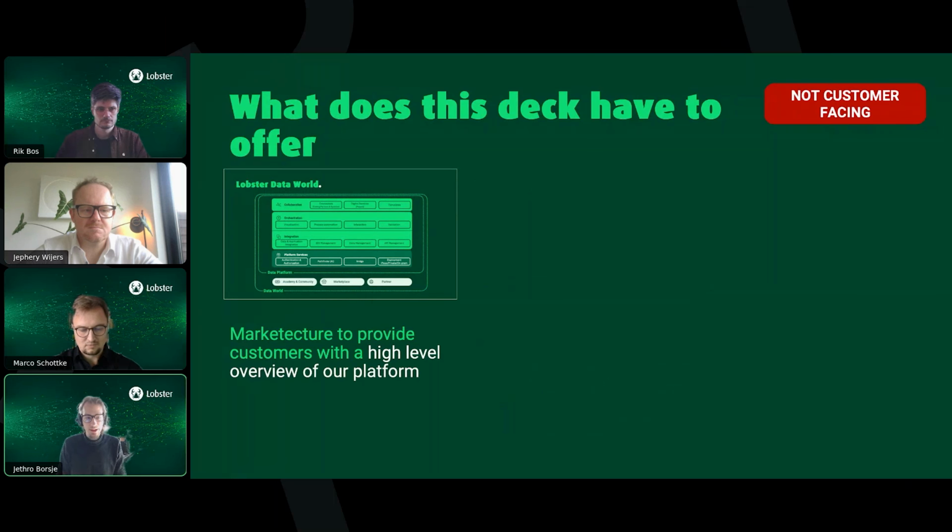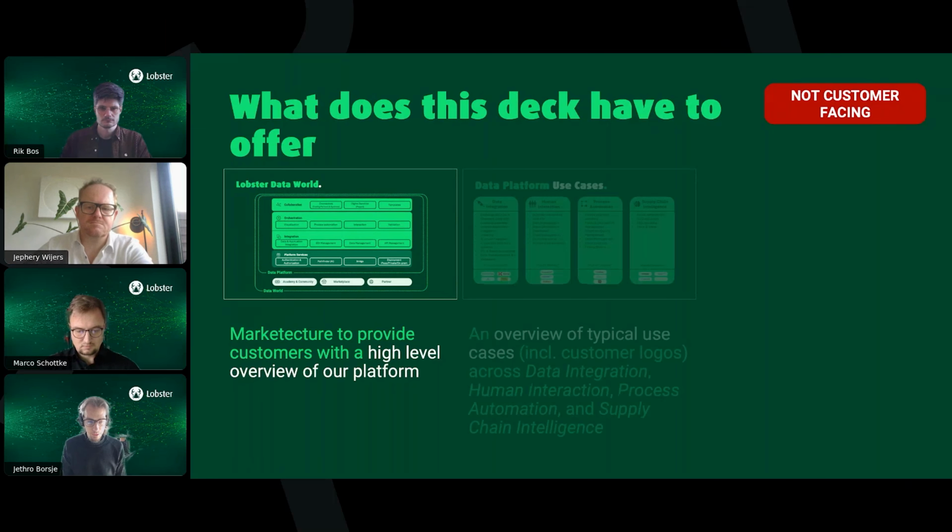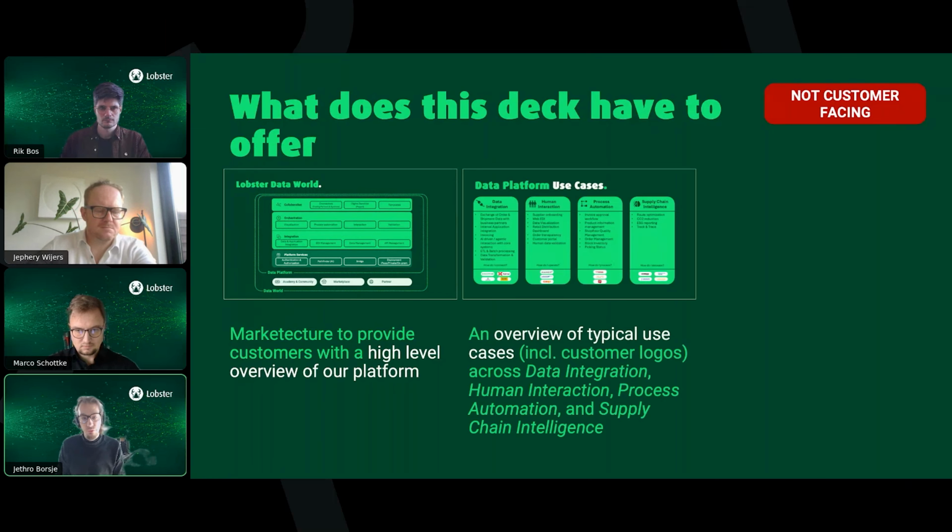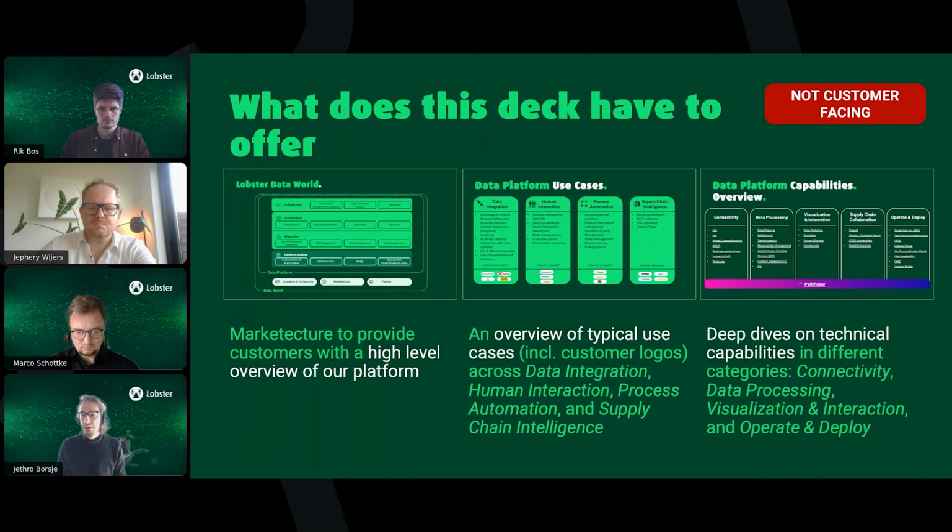Our technical enablement deck has 3 main components, and we'll share the full deck with you. It will contain architecture, so you can show to your customers or to prospects how the Lobster Data Platform is built up and what big building blocks are in there. So it's a high-level overview of our platform. Secondly, it contains an overview of use cases, like examples of what you can do with our platform. And finally, it contains an overview of technical capabilities that the platform has. And for every capability, there is a detailed slide.